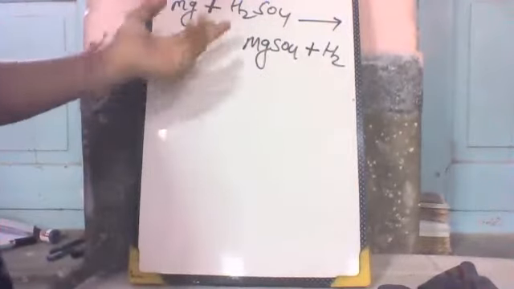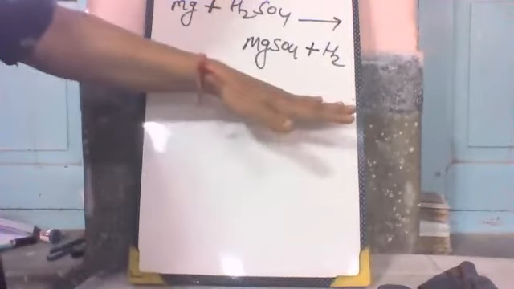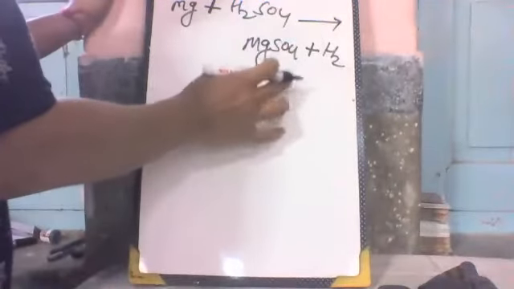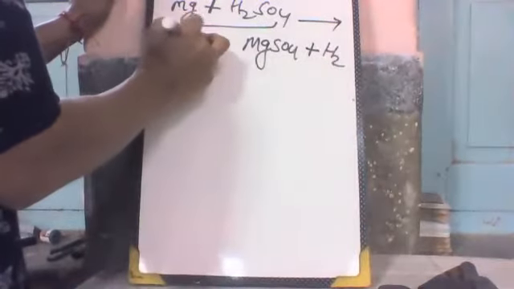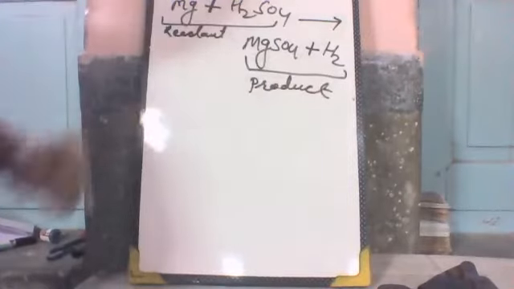Two things are reacting at the left side, and products are written at the right side. The symbol and formula of the product are written on the right hand side. These are separated by plus, which means also or along with. Magnesium sulfate is produced along with the hydrogen gas. Magnesium is reacting with the sulfuric acid and forming magnesium sulfate and hydrogen. These two are the part of reactant, and these are the part of product. Product and reactant are separated by the arrow sign, which means to produce or to give. This is the way to write a chemical equation.